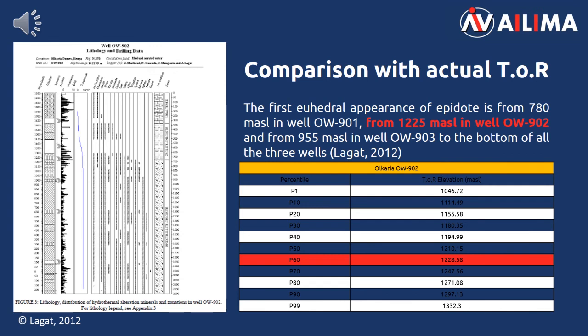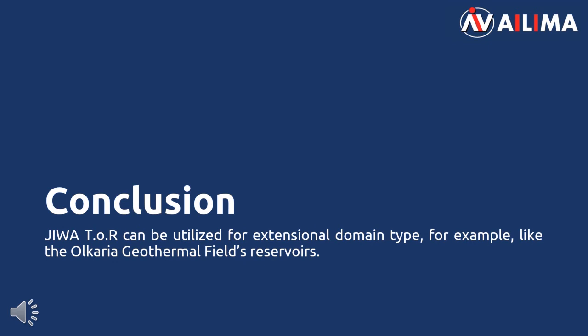At first, crystals are anhedral and form fine-grained aggregates, and in deeper zones they are idiomorphic, tabular, radiated, or fibrous. Epidote is found filling fractures, vesicles, and replacing primary plagioclase and pyroxene, and in most cases forms mineral associations with mainly quartz, chlorite, and sometimes calcite, actinolite, and pyrite. All in all, we can conclude that GeoTOR indeed can be utilized to estimate the top of geothermal reservoir for extensional domain type like the Olkaria geothermal field reservoir.